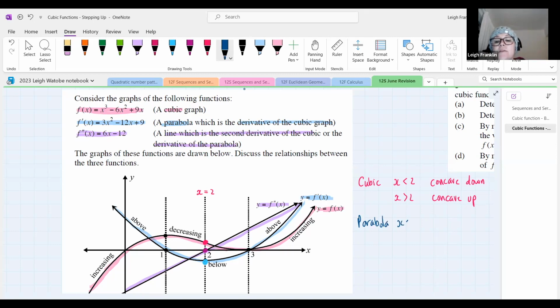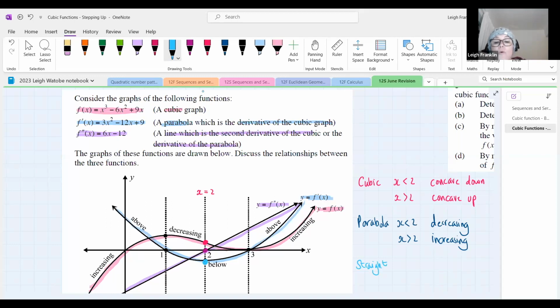what is happening when x is smaller than 2? So looking at the blue graph now, when x is smaller than 2, what's happening? There we go, Kamogelo. It is decreasing. Okay, so when the cubic is concave down, the parabola is decreasing. When x is greater than 2, when the cubic is concave up, the parabola is increasing. The gradient is positive.